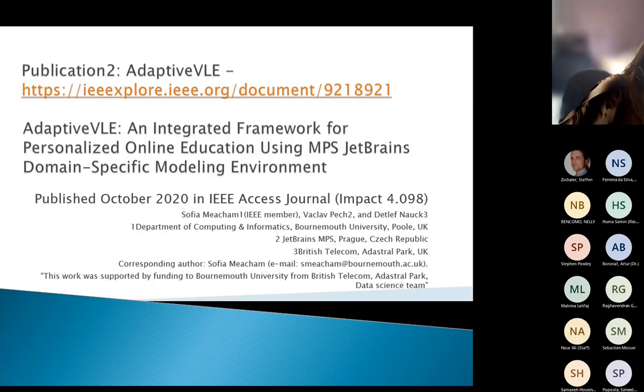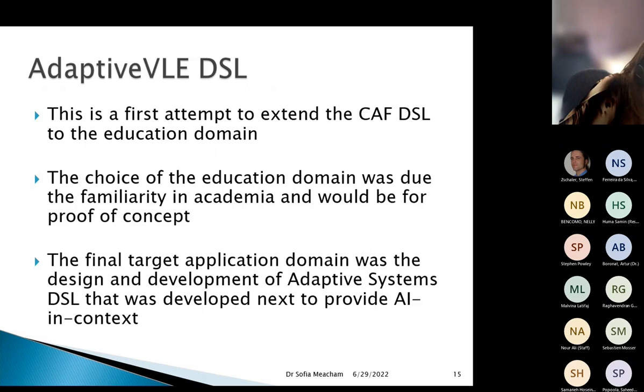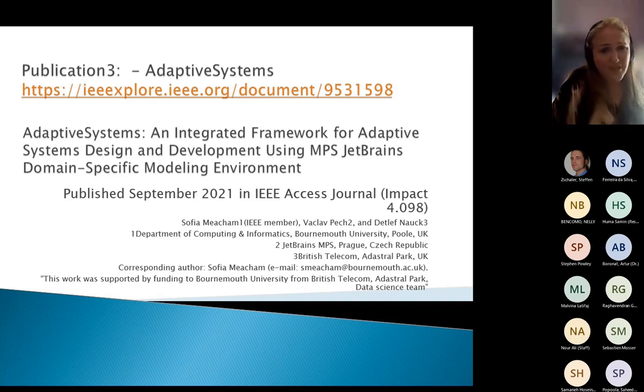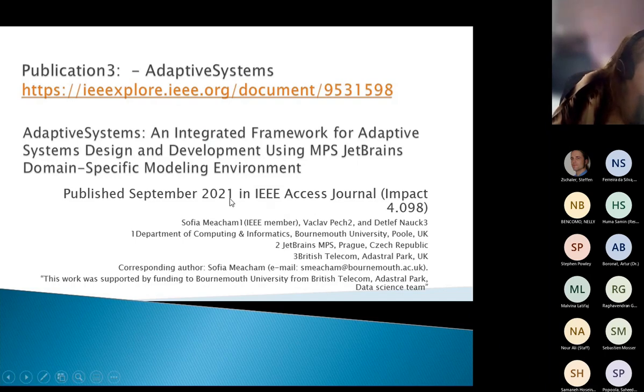Then there are a couple of other publications, which I won't go into in any detail. I can discuss them for whoever is interested. This one is the last one, which is called Adaptive Systems. The Adaptive Systems one is actually the target one. The Adaptive VLE was an intermediate publication where we published the status of the work.